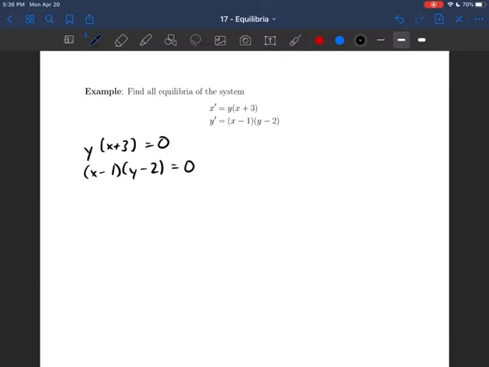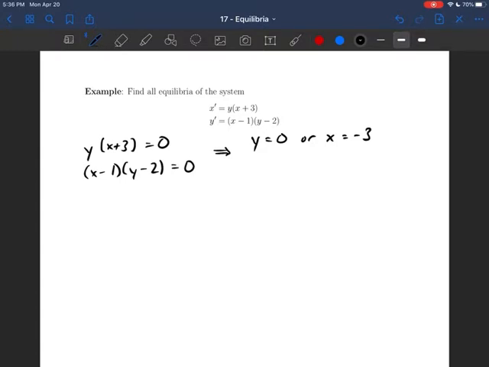So y times (x plus 3) is equal to 0, and (x minus 1) times (y minus 2) is equal to 0. Now, just a word of caution here. Never divide by anything other than constants, because when you divide through by a variable, it's very possible that you're losing solutions. So for example, in this first equation, if I said, oh, I'll just divide both sides by y, I would be missing the fact that y equals 0 is a solution of that equation. And I need that if I want to find all of the equilibria. It's very important that we find all of them and not miss any, or it will mess everything up down the road.